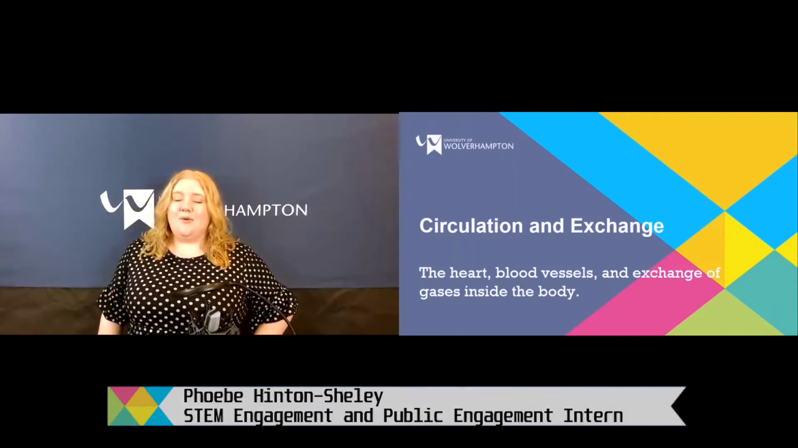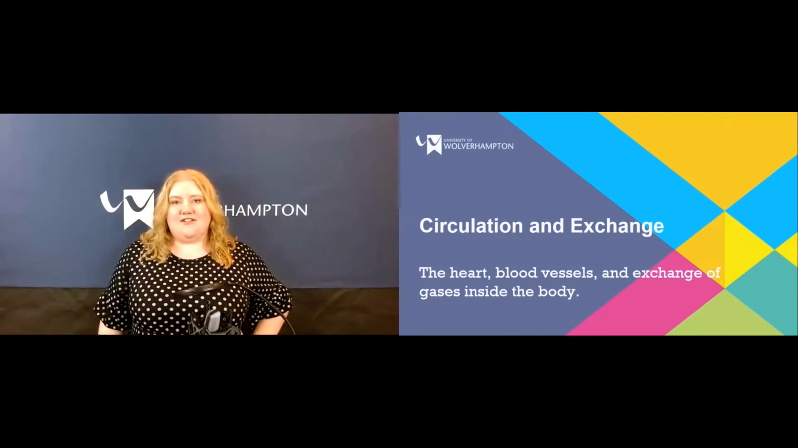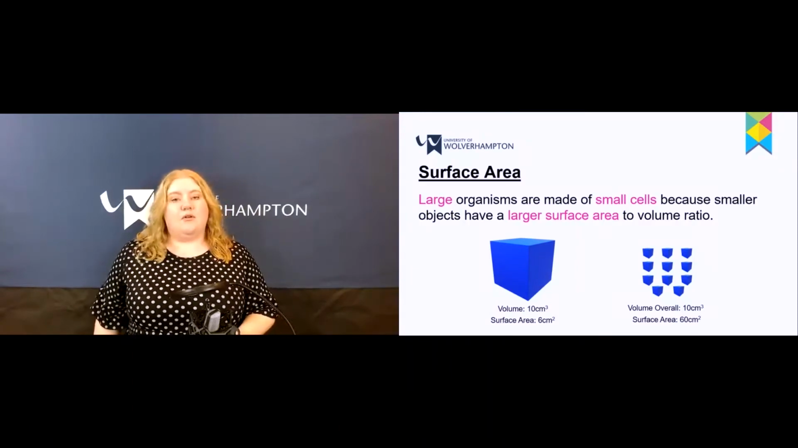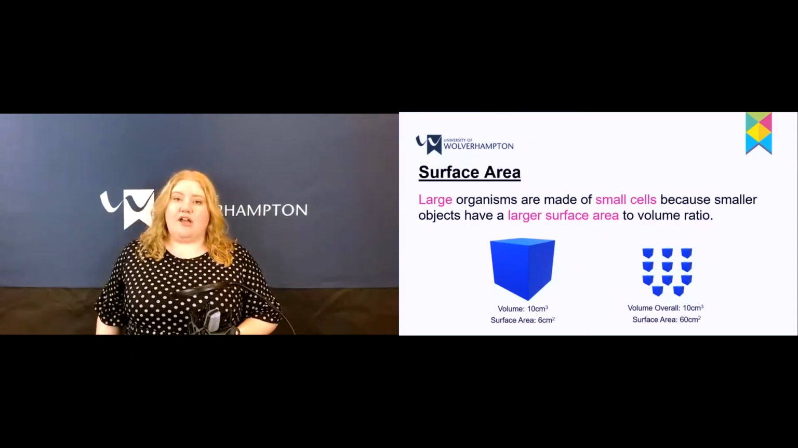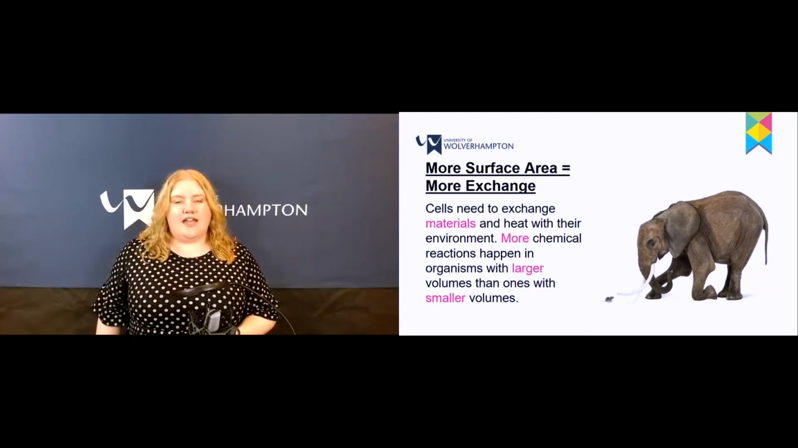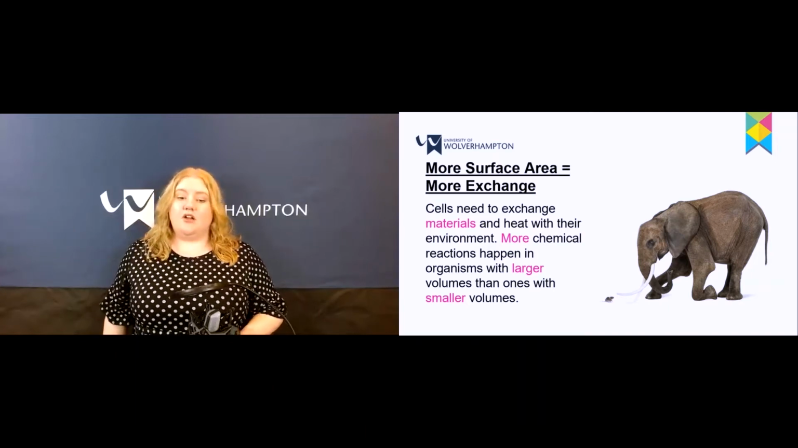In this session, we're taking a look at circulation and exchange as part of the biology series. Large organisms are made of small cells because smaller objects have a larger surface area to volume ratio. So cells need to exchange materials and heat with their environment. More chemical reactions happen in organisms with larger volumes than ones with smaller volumes.